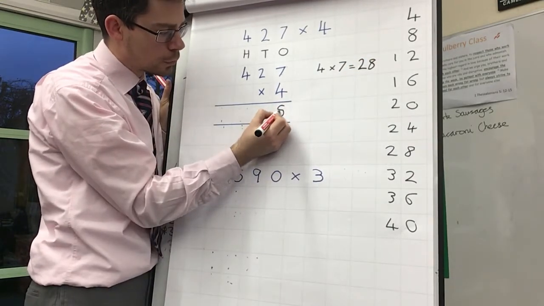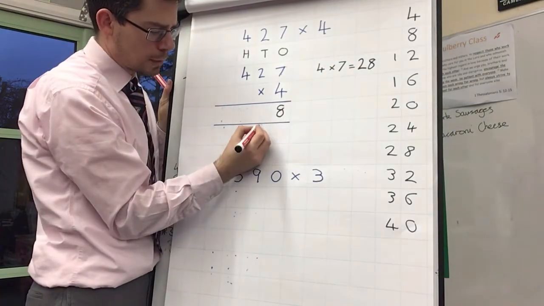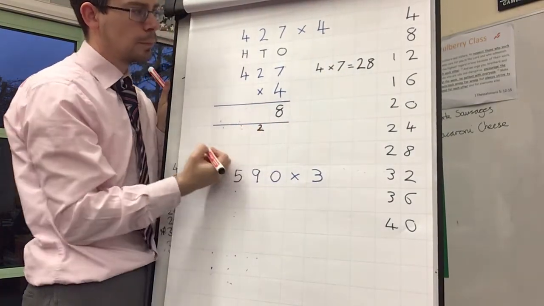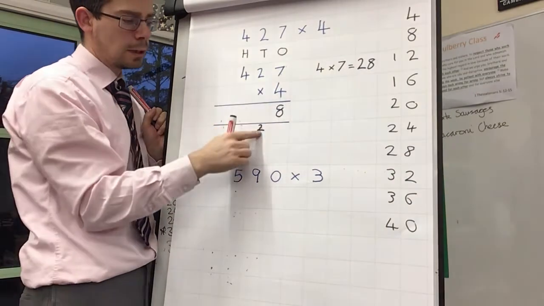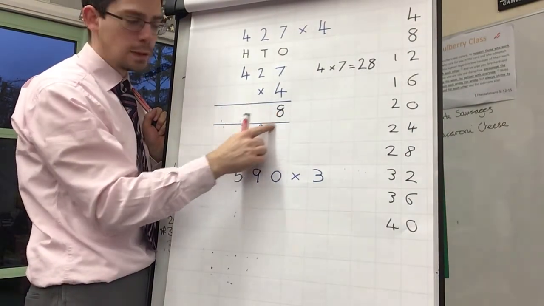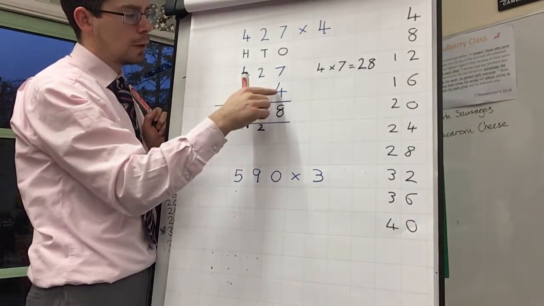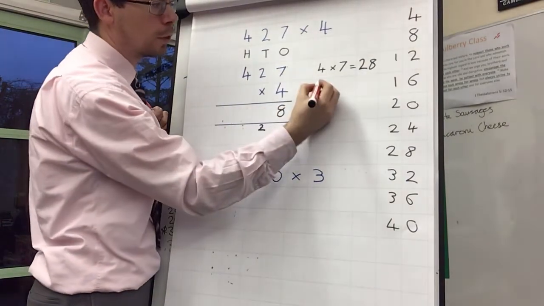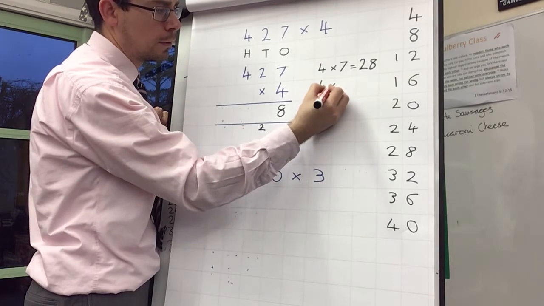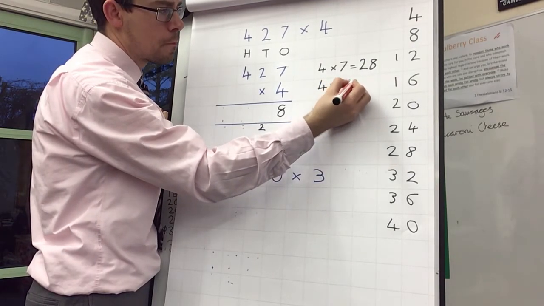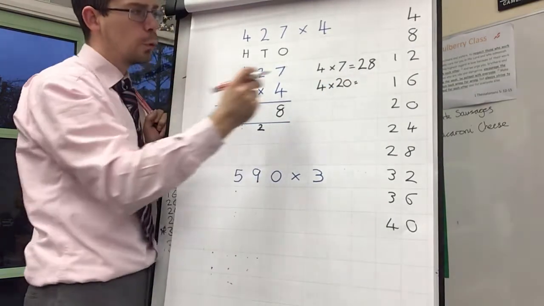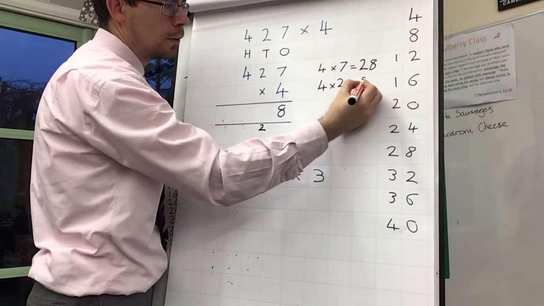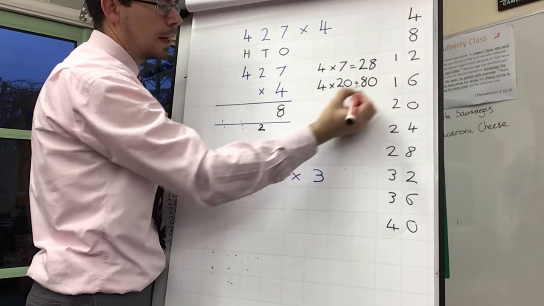8 fits in the ones column, the 20 doesn't, so it has to go across to the tens column. The next thing I'm doing, so you can see the 28 written there. Next thing I'm doing is 4 times 2 tens. 4 times 2 tens, 4 times 20. Now 4 times 2 is 8, so 4 times 20 is 80.